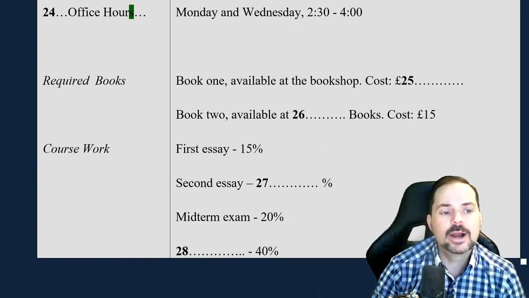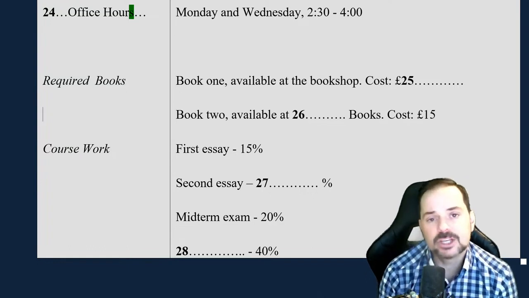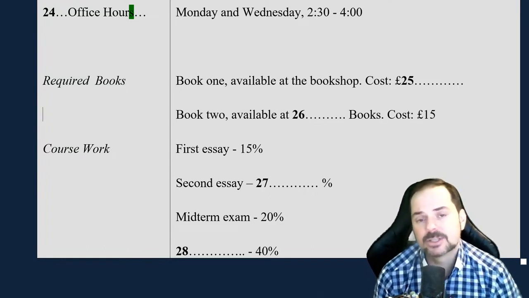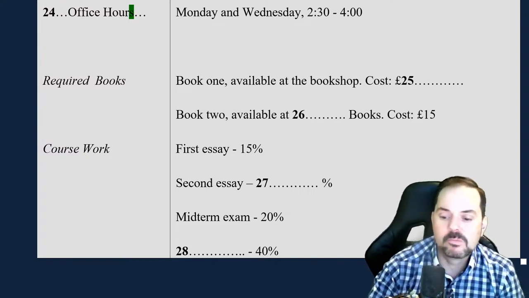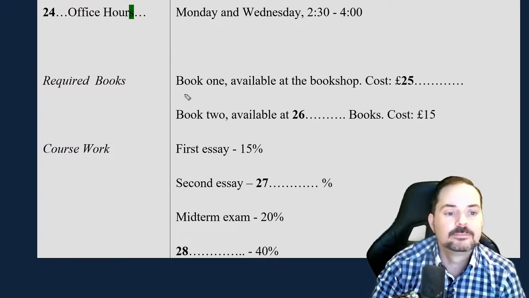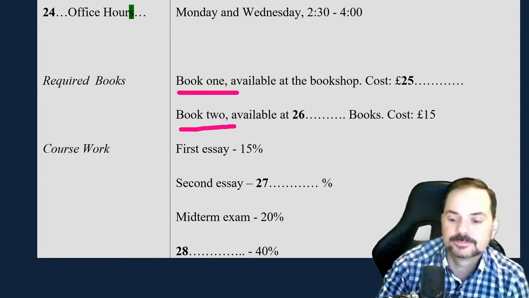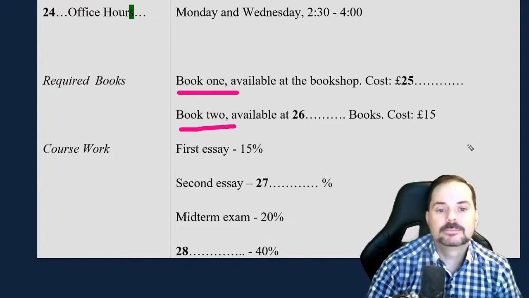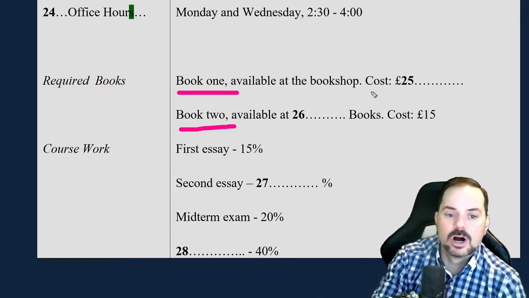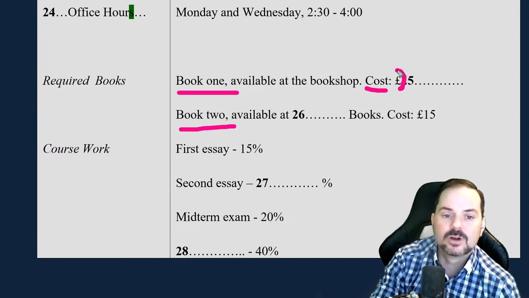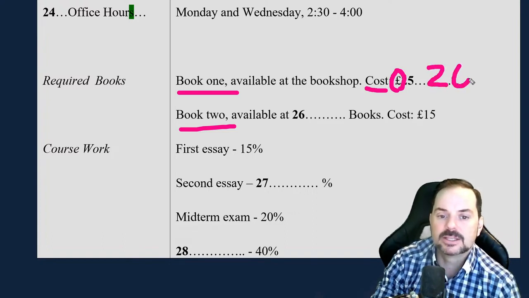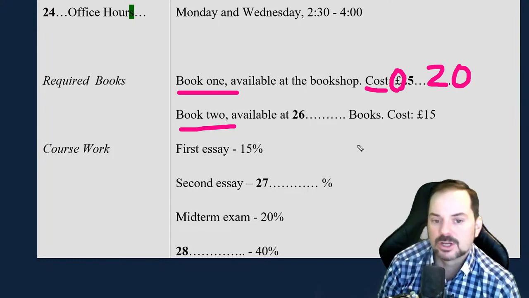So here we go. Required books. Now, students, be patient. Listen. Just because you miss an answer doesn't mean you might not get it after, or you might not hear it again. Book 1, book 2. Okay. First one, you've got the cost. And pay attention, especially those of you doing the test tomorrow. You've got the symbol for pounds here, so you don't need the pounds. Okay. So we know that it's 20 pounds. And they say the first book costs 20 pounds.